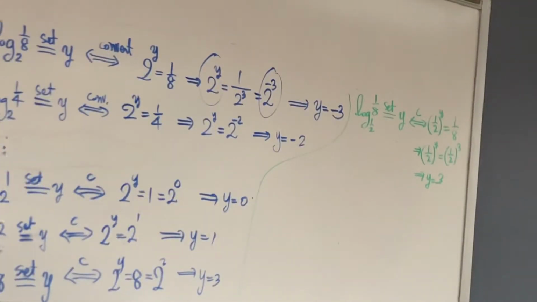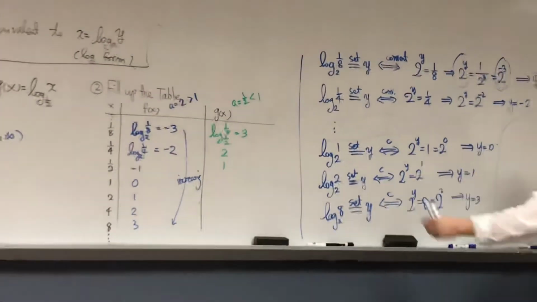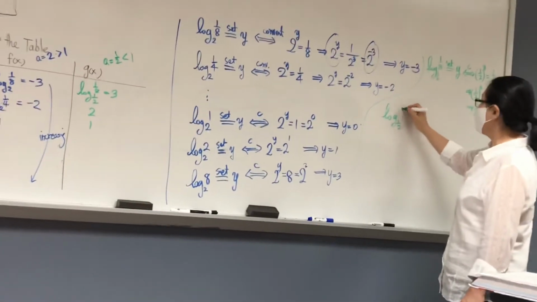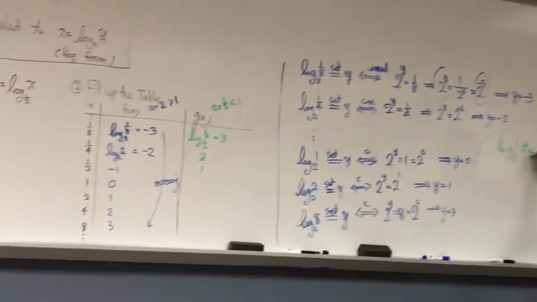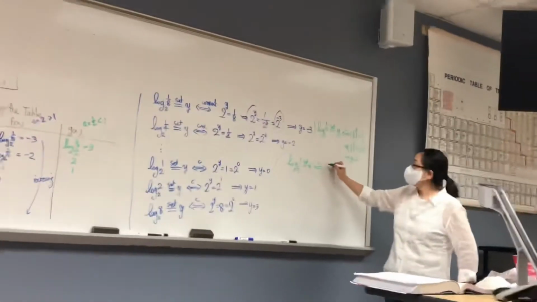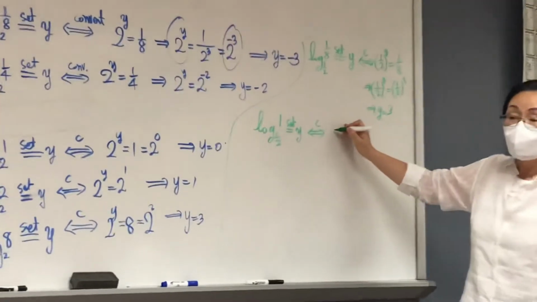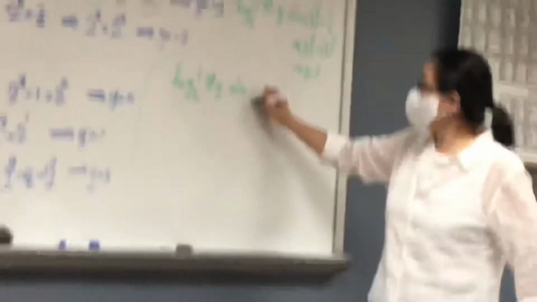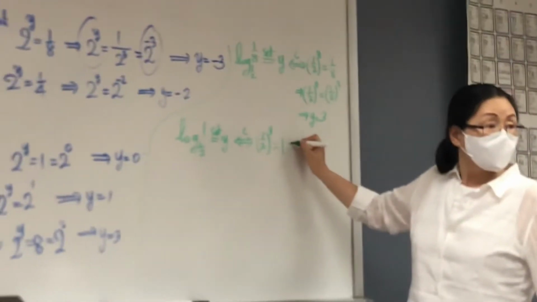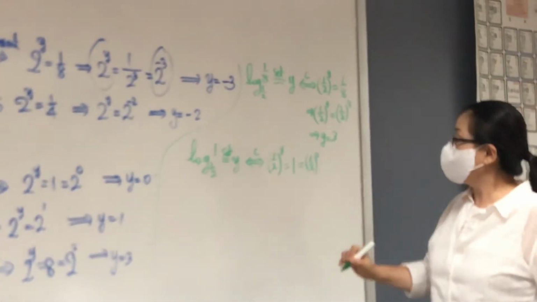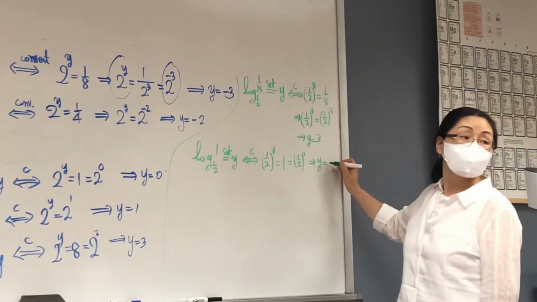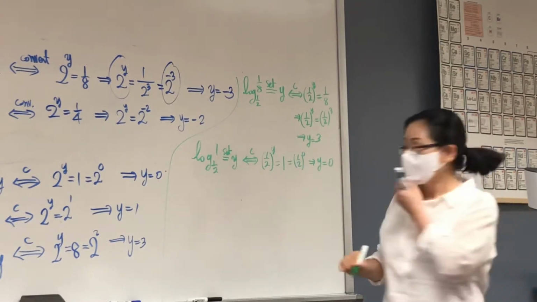I don't want to go through this. Let's go to the next one. Log base 1/2 of 1 equals y. What is the convert form? 1/2 to the y equals 1. Yes. 1 means what? 1/2 to the power 0. Am I right? So what is y? 0. Yes, of course.